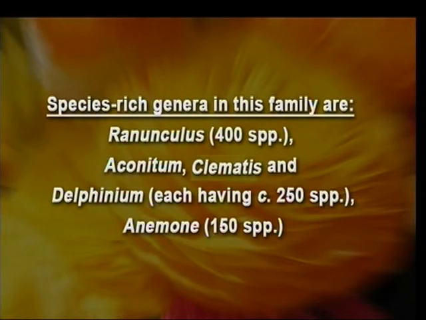Some of the species-rich genera in this family are, starting with the type genus Ranunculus, about 400 species. Then Aconitum, Clematis and Delphinium, each of these three have around 250 species. Then Anemone is also a species-rich genus having 150 species.